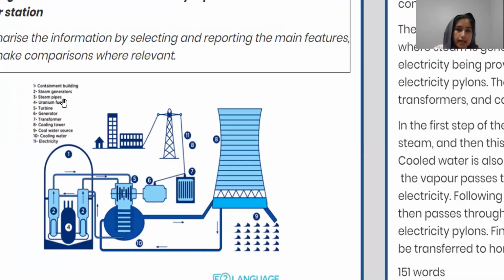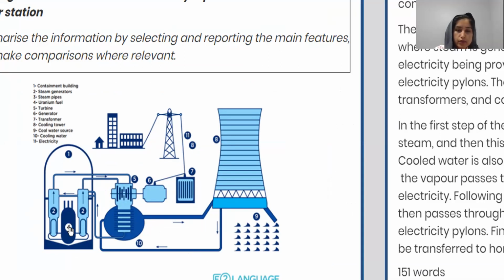So as we see, it starts from the containment building, and then there are the steam generators, and then the steam pipes. The steam is generated in here, and then the steam goes through the pipes to the fifth one. What is five? It's a turbine.